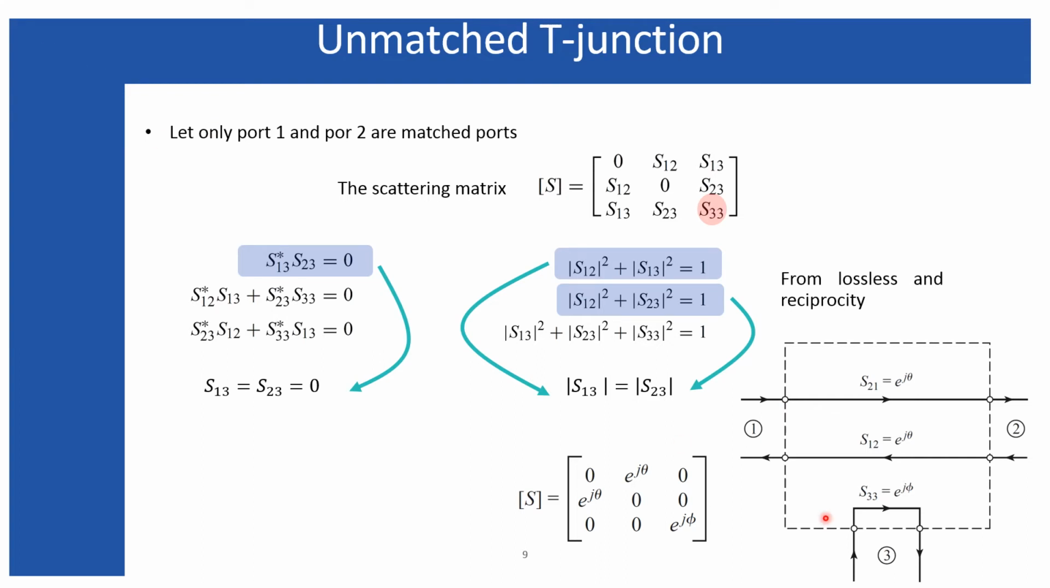But when you are exciting port 3, the entire power gets reflected back, acquiring some phase. That phase is phi when you are measuring the incident wave and the reflected wave with respect to some reference plane at port 3. So with respect to that reference plane, the incident wave with zero phase, when traversing the full path and reflected back to the reference plane, acquires some phase phi. So nothing gets coupled to port 1 and port 2.